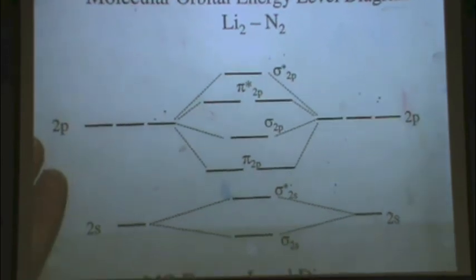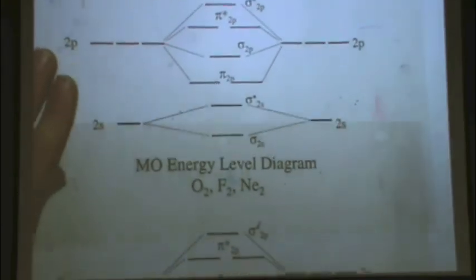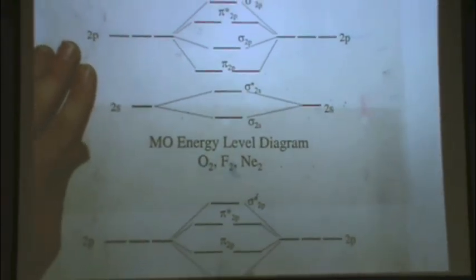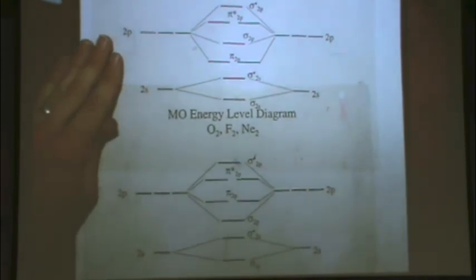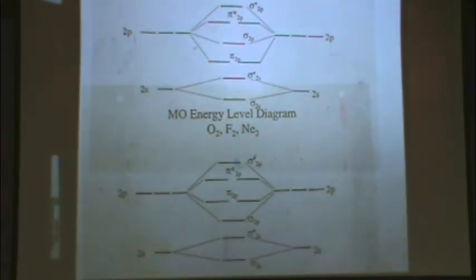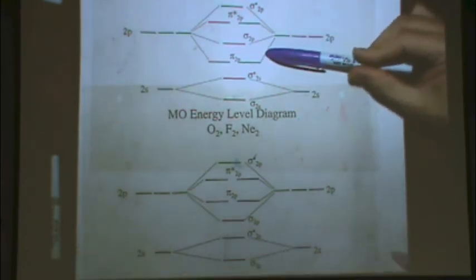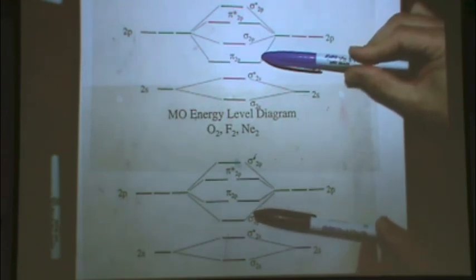What we find experimentally for oxygen, fluorine, and neon is a slight difference in the p orbitals. Do you see the difference? The sigma 2p and pi 2p levels flip. Meaning that what you see here is flipped. Those two are flipped from this. That's the one difference. Okay? You would have to remember that.